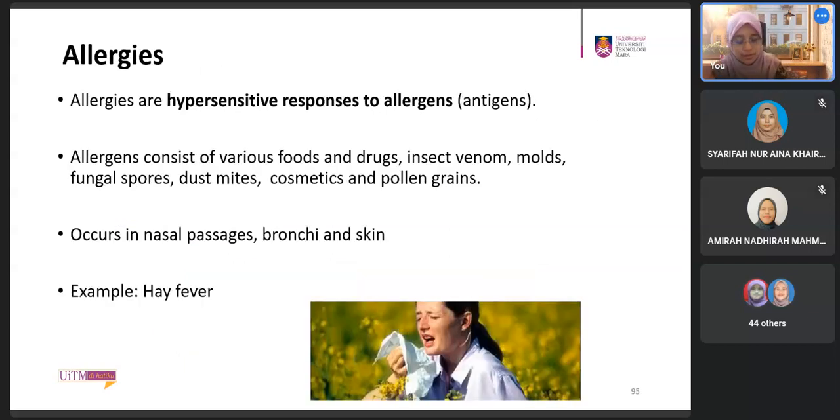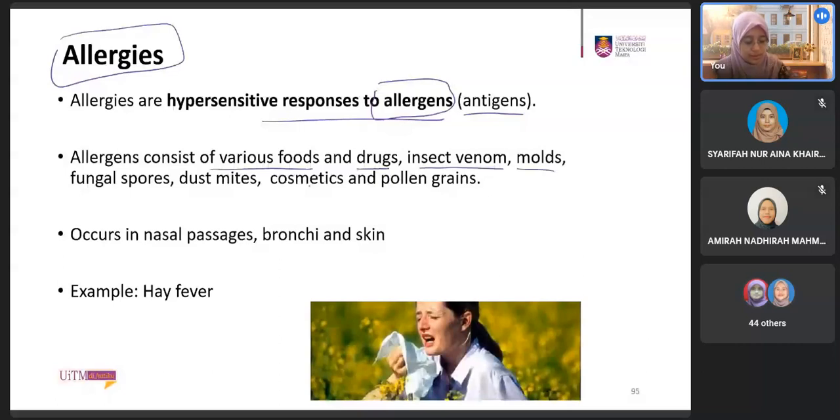Okay, so next is allergies. Okay, allergies are hypersensitivity responses to allergens or antigens. Okay, allergens. So allergens consist of various food and drugs, insect venoms, molds, fungus spores, dust mite, cosmetic and pollen grains. Allergen ni are foreign to your body, but supposedly it does not trigger your immune system, but for some people it triggers extra reaction, hypersensitivity.